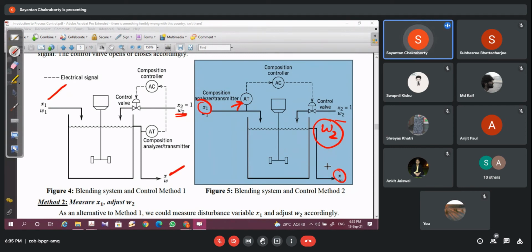Now I will put an open question. So in this scheme, which one would you prefer? Method 1 feedback or method 2 feed forward? Tell me. Anybody?